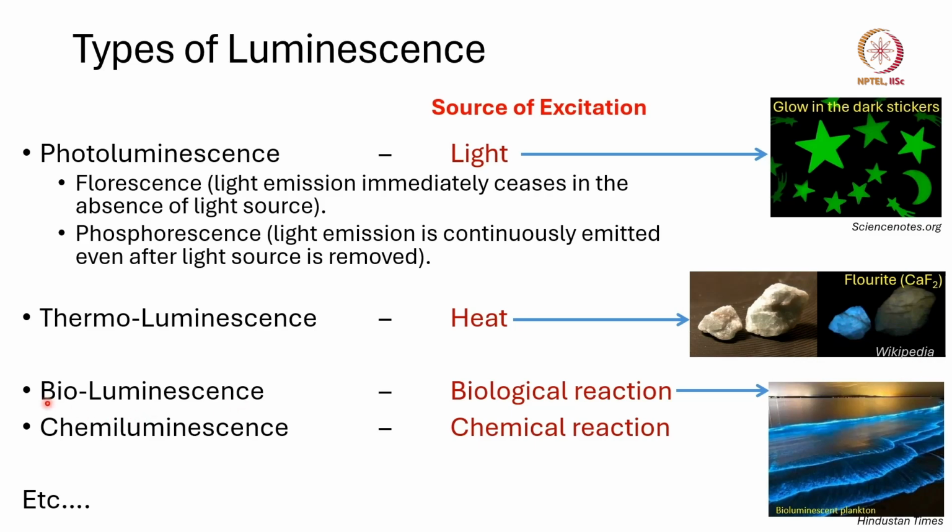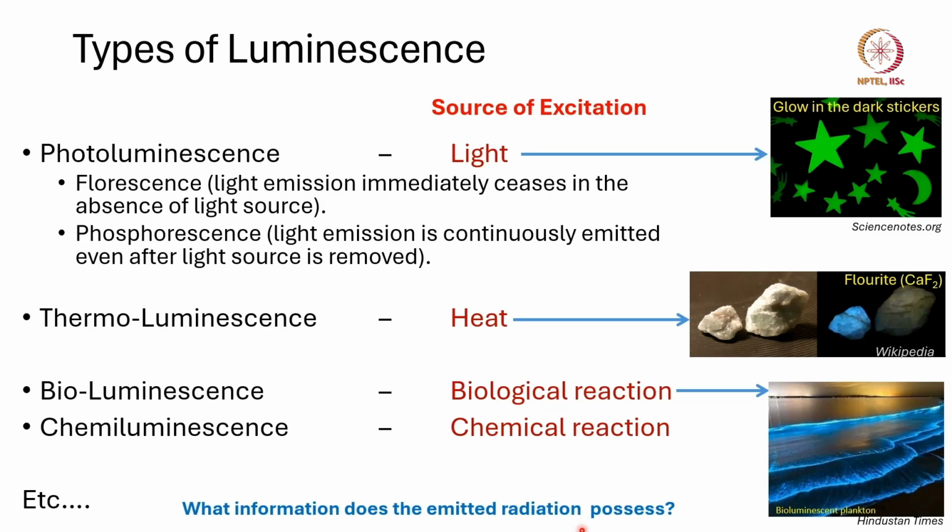Another kind of luminescence is bioluminescence, which we have already discussed before, where the bioluminescent plankton undergo a biochemical reaction releasing light. Here the source of excitation is a biological reaction. Chemiluminescence is another type of luminescence where the source of excitation is the energy released during a chemical reaction. Apart from this, there are other types of luminescence as well.